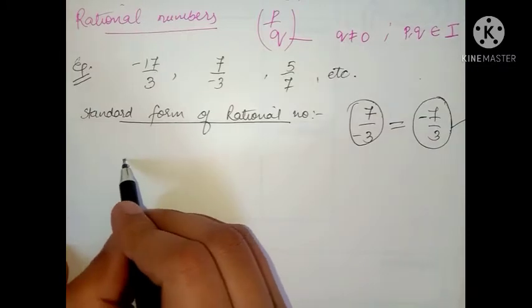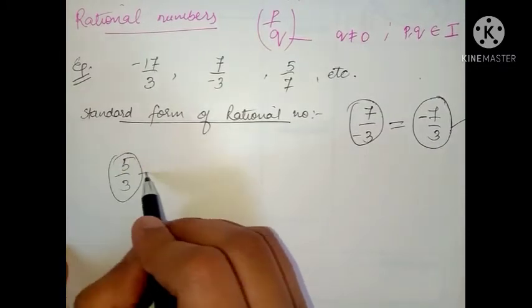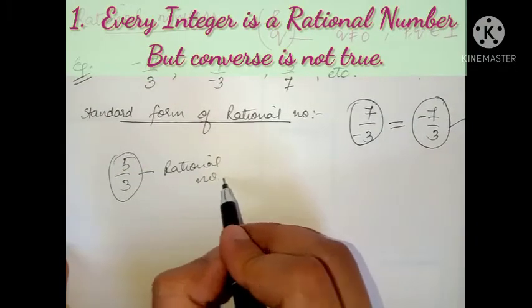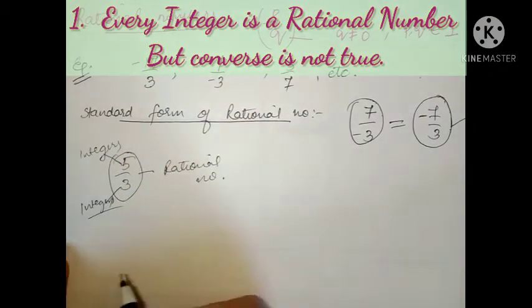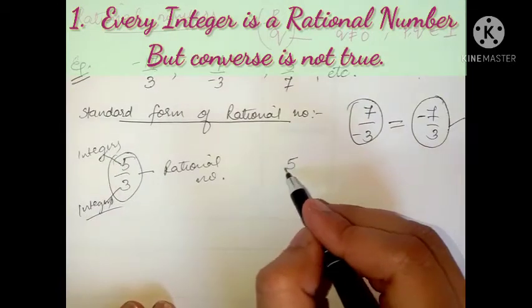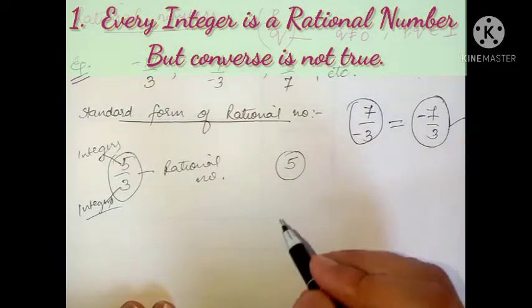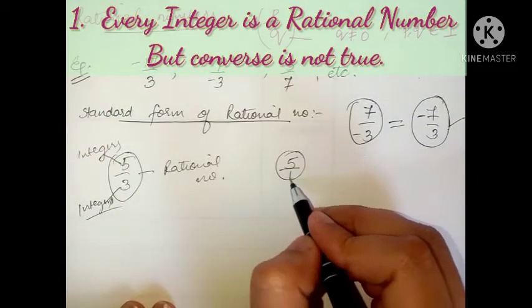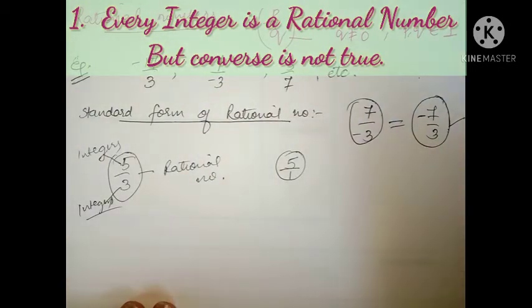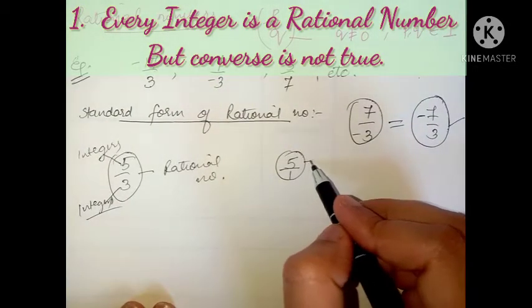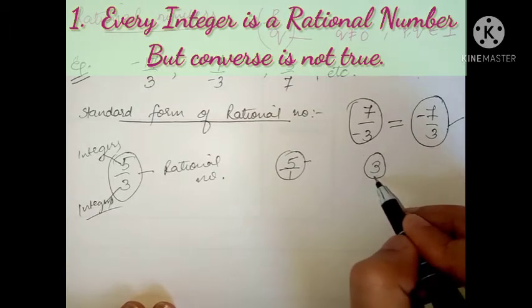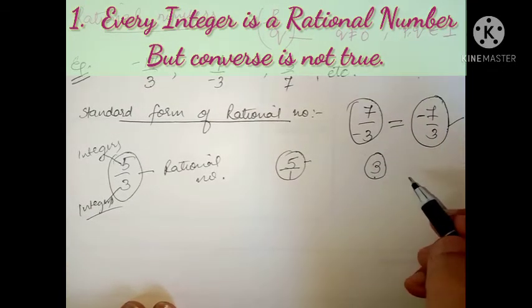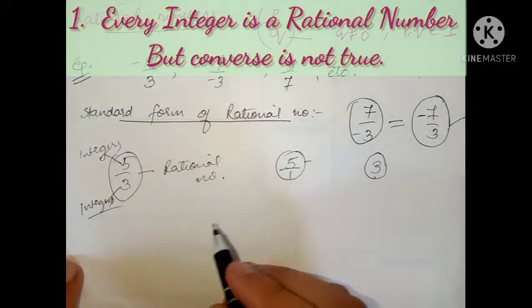If I write 5 upon 3, this is a rational number, where you can see that both 5 and 3 are integers. If I individually write 5 here, this is also a rational number. Why? Because it can always be considered that there is 1 in the denominator. Hence, this is always a rational number. Again, 3 is an integer, but it can be taken as a rational number too. But the converse is not true.